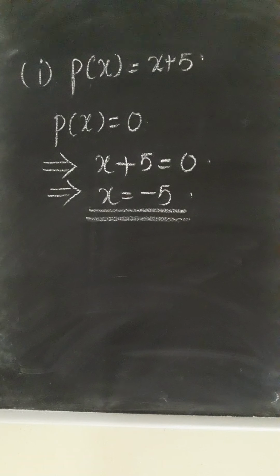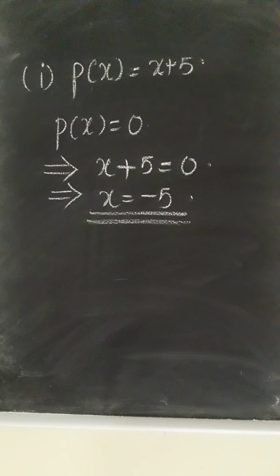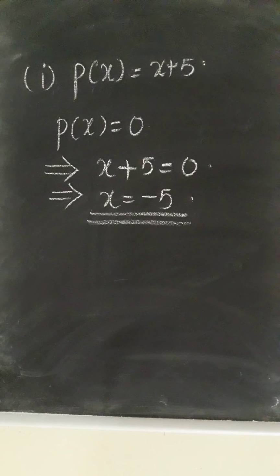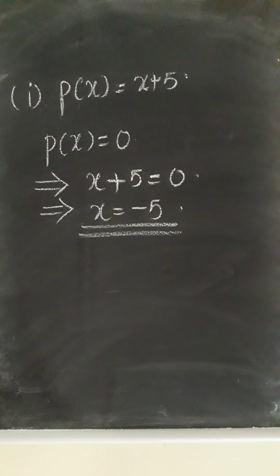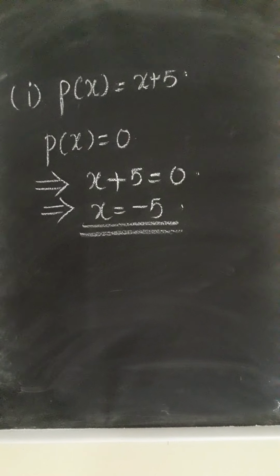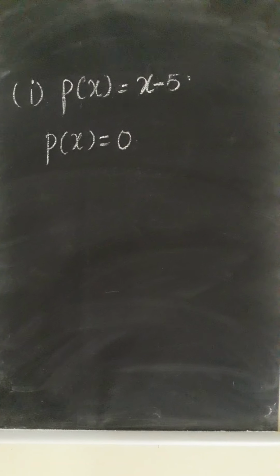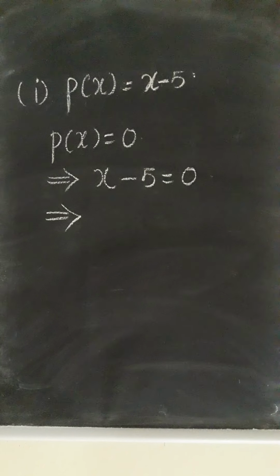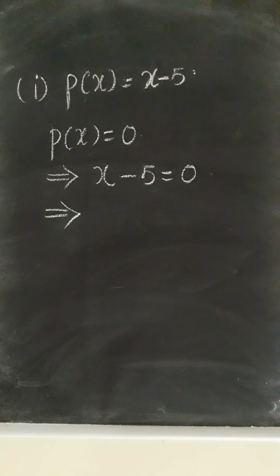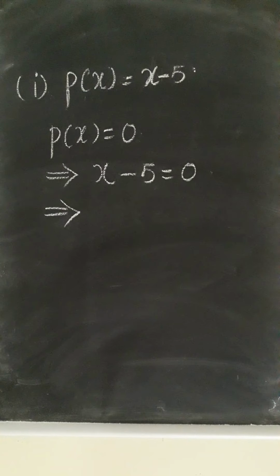Now we are moving to the second question. The second question, instead of x plus 5, is x minus 5. The same step you have to proceed. So what is the first step? First step you write down P of x is equal to 0. So implies, what is the meaning? X minus 5 is equal to 0. So from the last equation, what is the value of x? X is equal to 5.